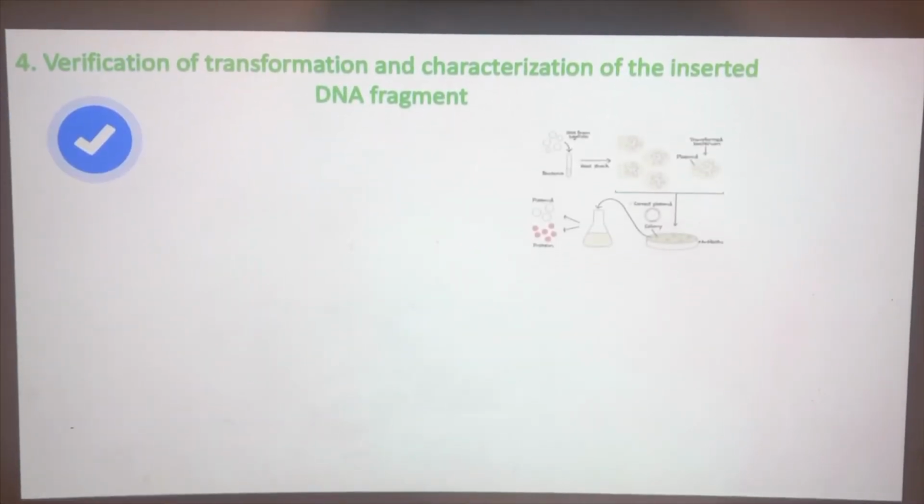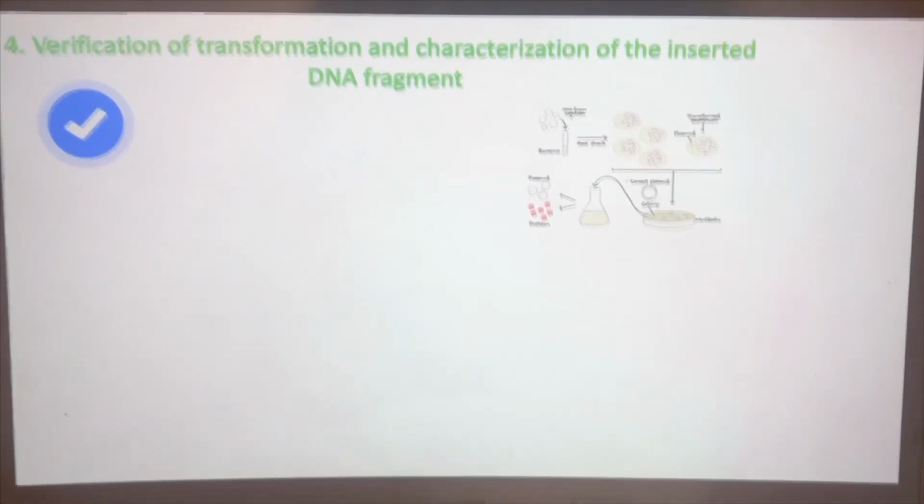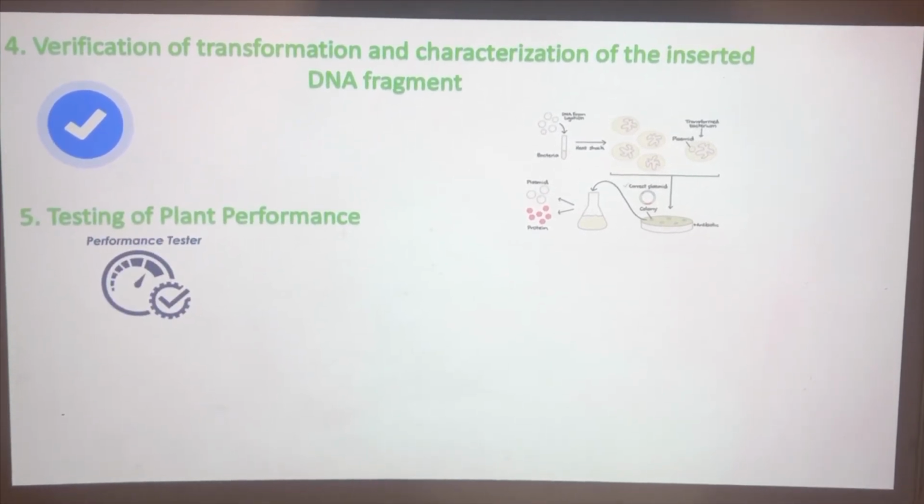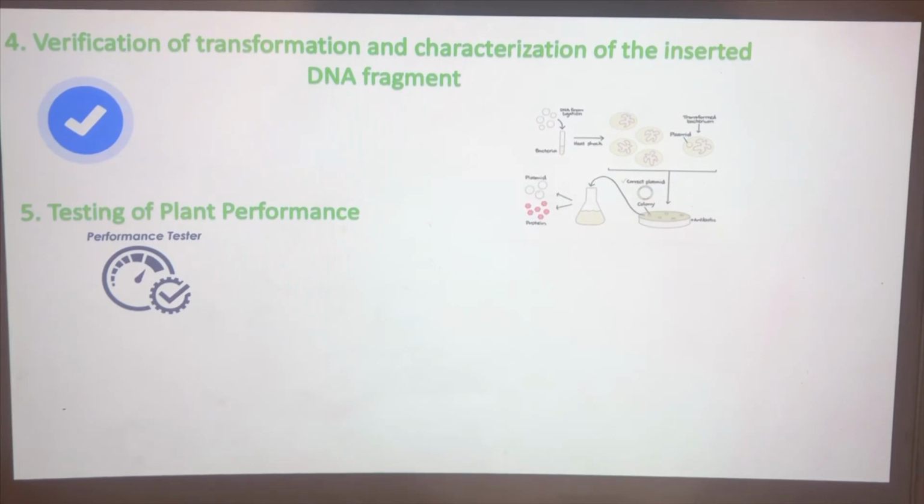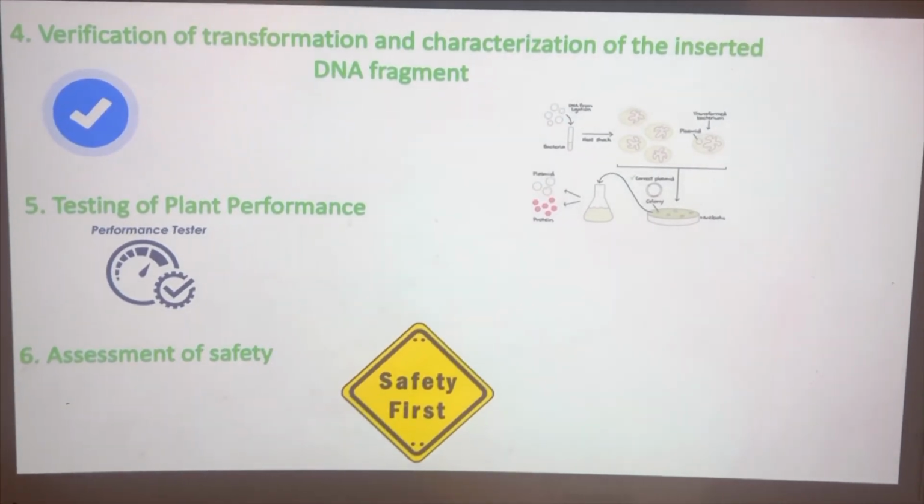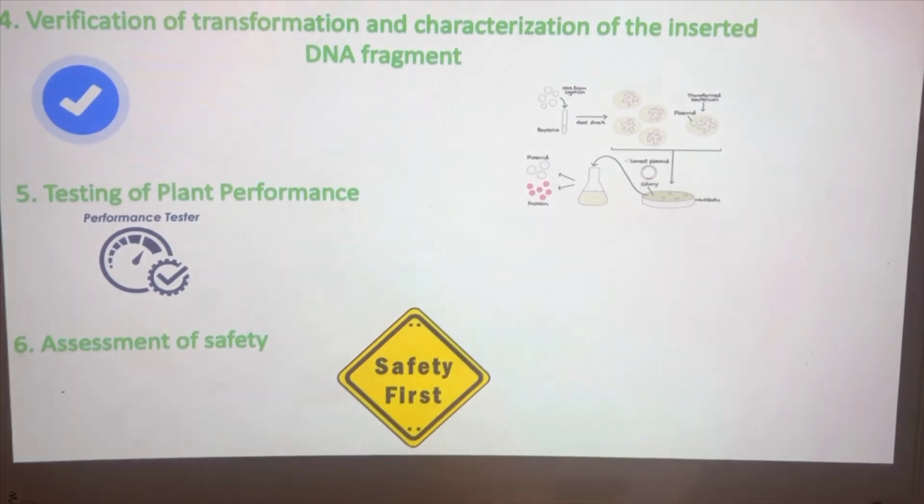Next comes verification of transformation and characterization of the inserted DNA. Then we run several tests to see the plant's performance in field conditions. Then finally, testing the environmental and food safety of the crop.